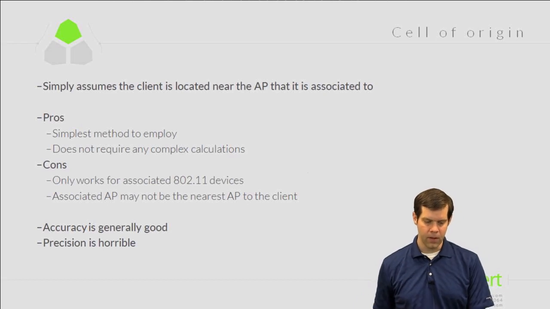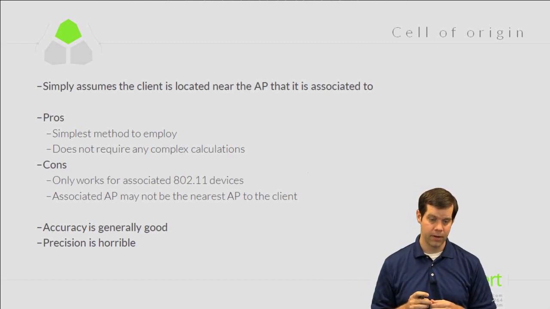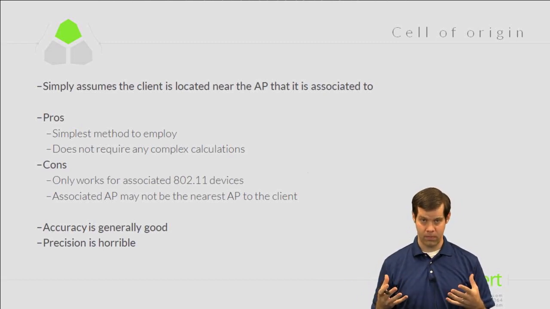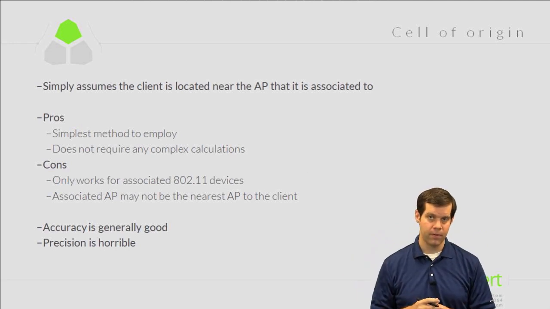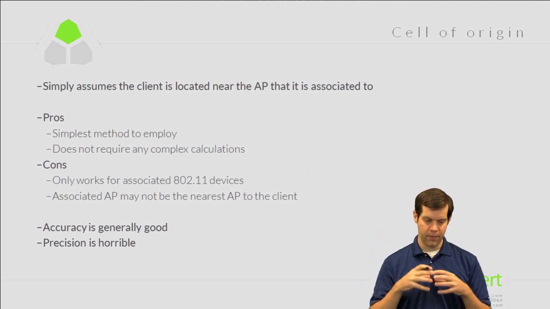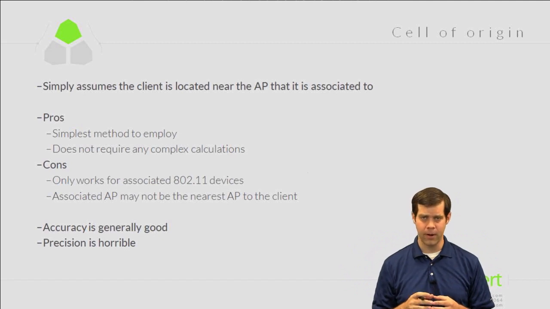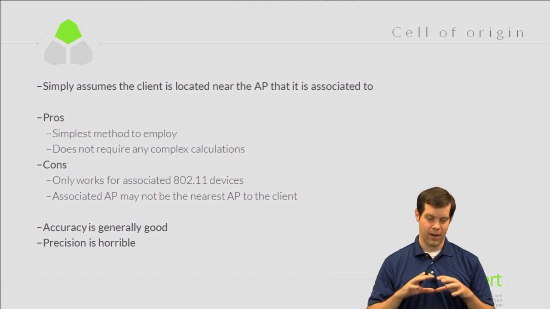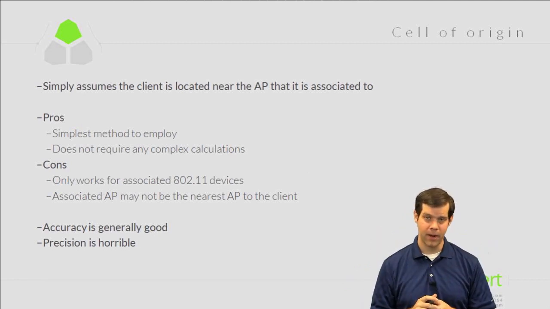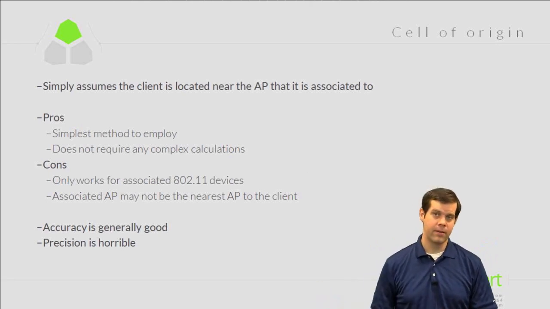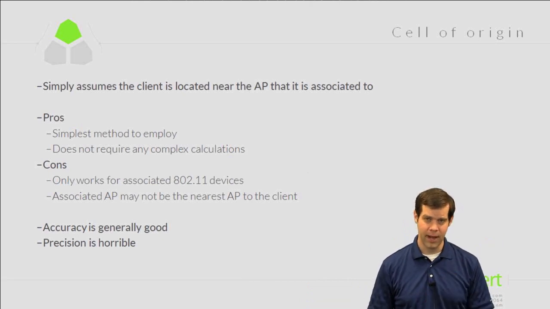So just because it's associated to an AP doesn't necessarily mean it's going to be the actual closest AP to it. With this, accuracy is generally good because if you think of the AP itself as the center point, in general, if you look at the overall floor area, if you're near the AP, you're probably associated to it. So accuracy is generally going to be good, but precision is just going to be horrible because you could be 40 feet away and still showing on that AP. So while it's a very simple method to deploy, it's horribly imprecise. Pretty accurate, but really very imprecise.